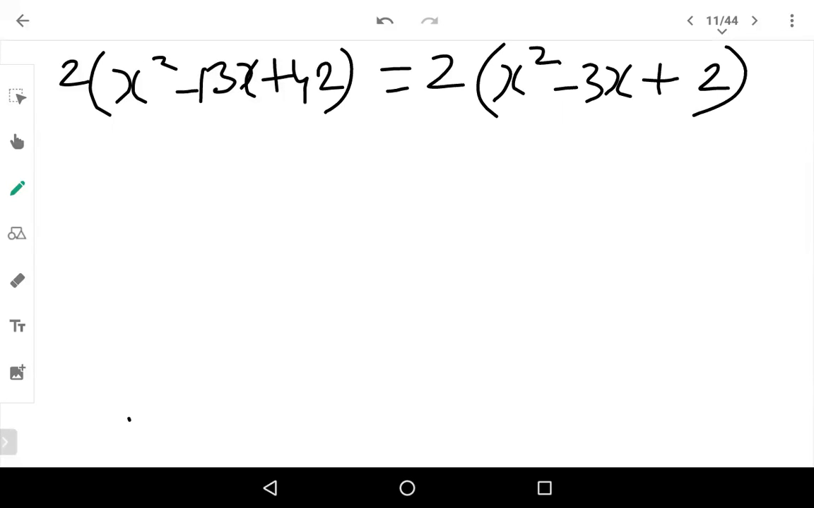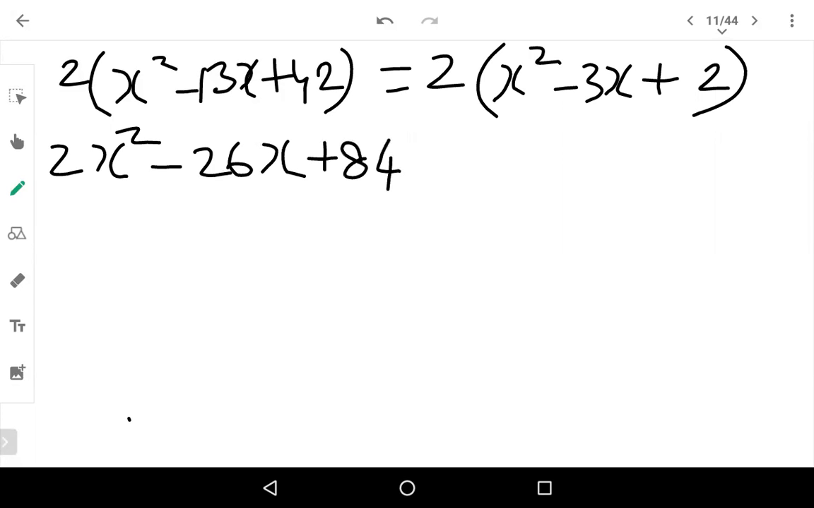Now let us multiply. 2 into x square is 2x square. 2 into 13 is minus 26x. 2 into 42 is plus 84, is equal to, on the other side, 2 into x square is 2x square. 2 into 3x is minus 6x. 2 2s are 4. Okay. Now this is the equation, both the left hand side and right hand side that we have got.